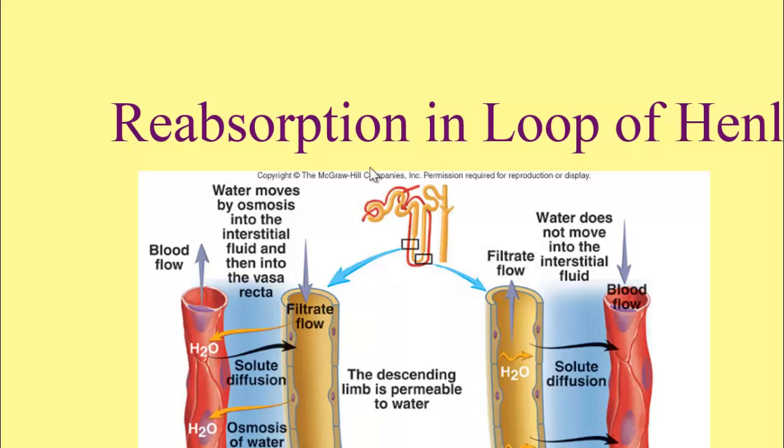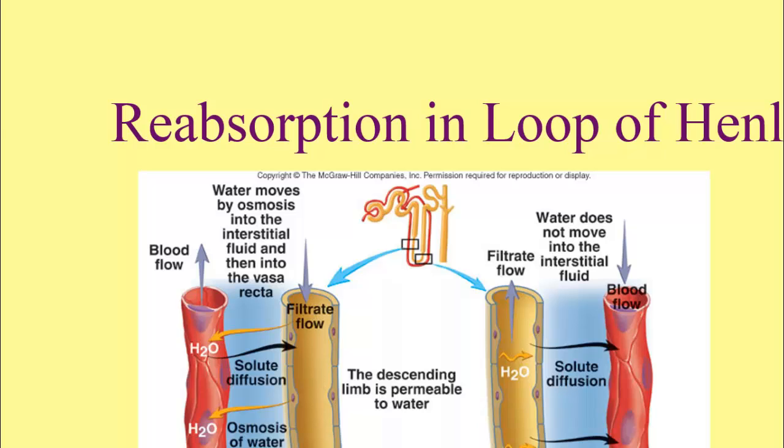So the loop of Henle comes down and then goes right back up to hook up with the distal convoluted tubule. So in the descending limb, which is right here, what's leaving? Water. Water is the only thing that can leave the descending loop of Henle. So what do you think happens to the concentration of salt?